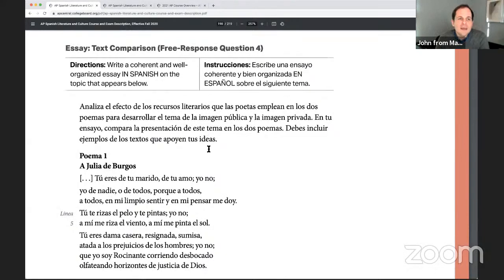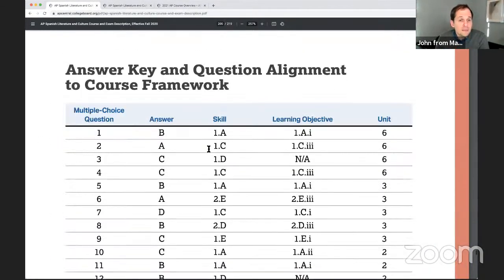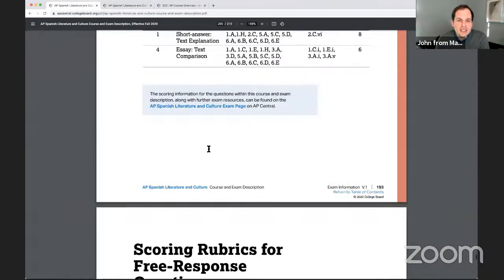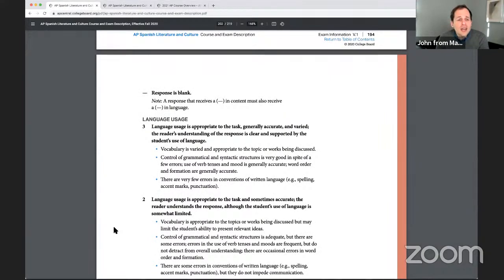So you should cite examples as you work through the comparison. 2 relatively short texts. And then we see some answer keys and samples and things for how this will all be graded. So there's a ton more information.